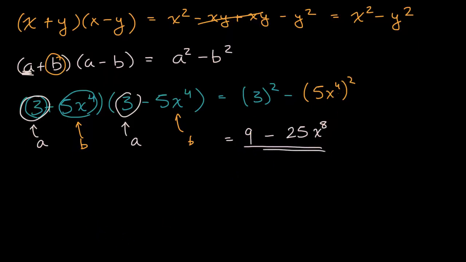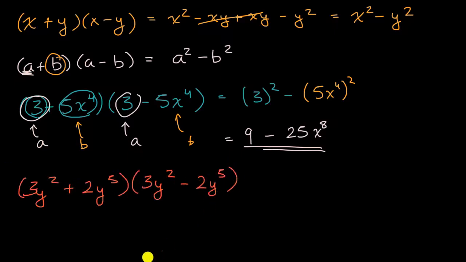Let's do another example. Let's say that I were to ask you, what is (3y squared plus 2y to the fifth) times (3y squared minus 2y to the fifth)? Pause this video and see if you can work that out. Well, we're going to do it the same way. You can, of course, always just try to expand it out the way we did originally, but we can recognize here that I have an (a plus b) times the (a minus b).